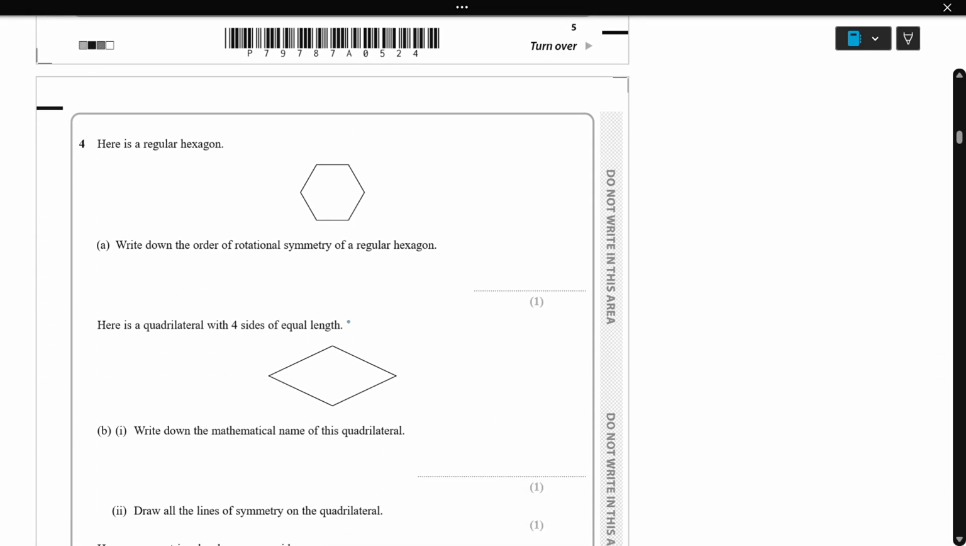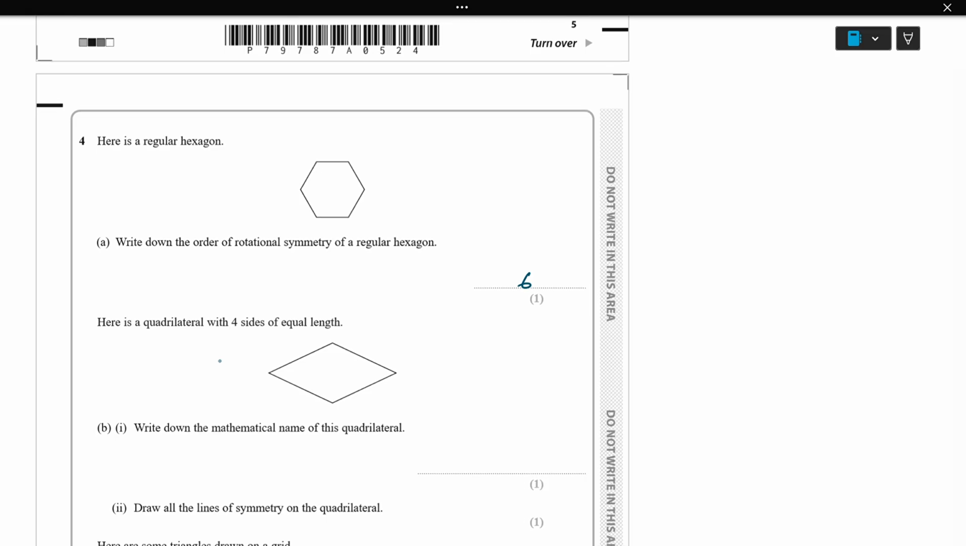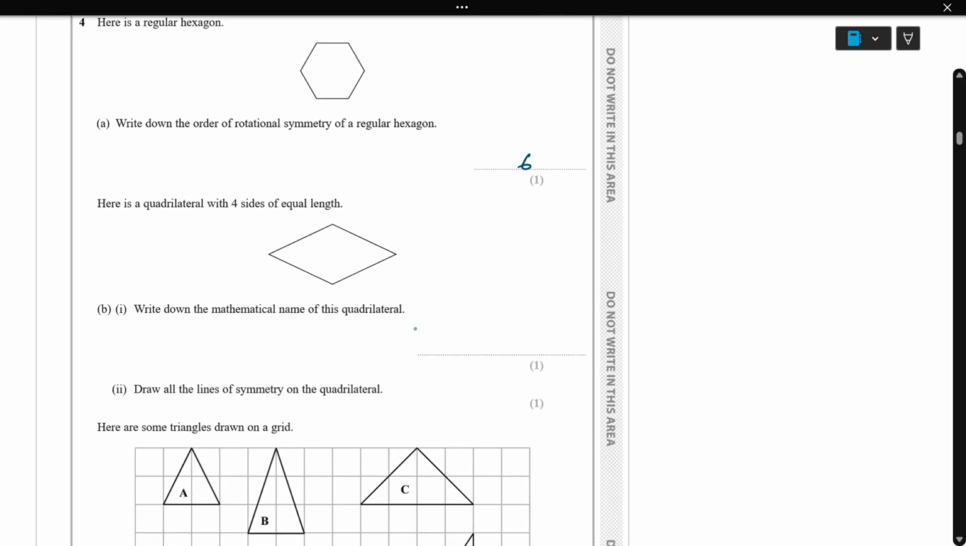Here is the regular hexagon. Write down the order of rotational symmetry of the regular hexagon. It is a 6-sided figure, a hexagon, so 6 rotational symmetry. Here is a quadrilateral with 4 sides of equal length. Write down the mathematical name. 4 sides of equal length, so it's not a square, so it's going to be a rhombus.